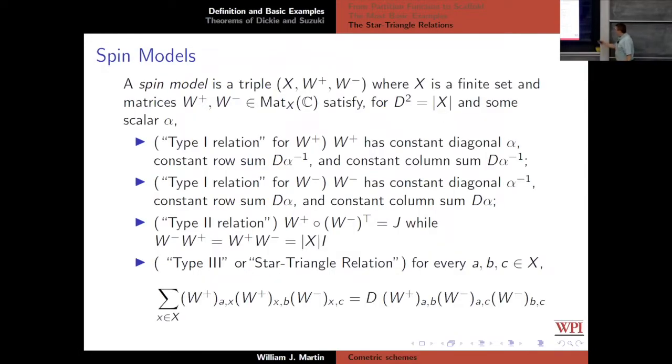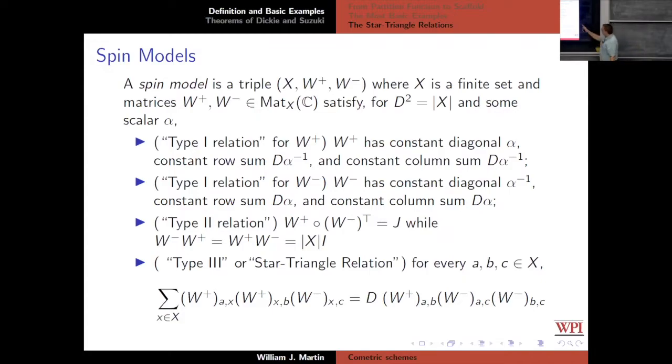So here I just reviewed. I'm not going to talk about spin models. Akihiro is the expert, and he's giving you a lot. But this is a non-symmetric spin model. So we have matrices W plus and W minus. That is, you can think of W plus as a W, and W minus is its entry-wise inverse.